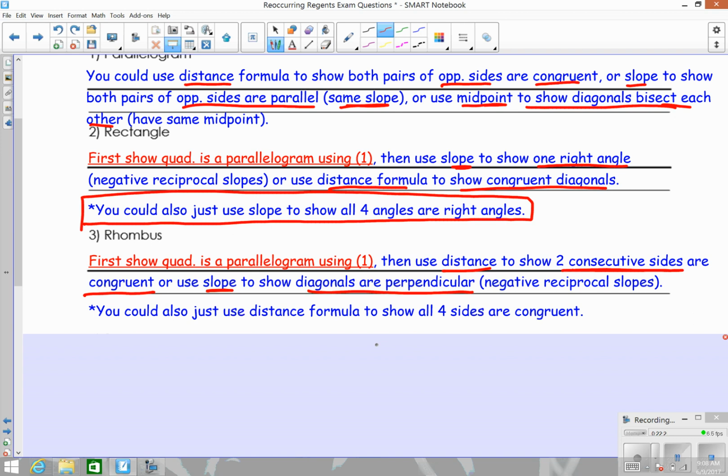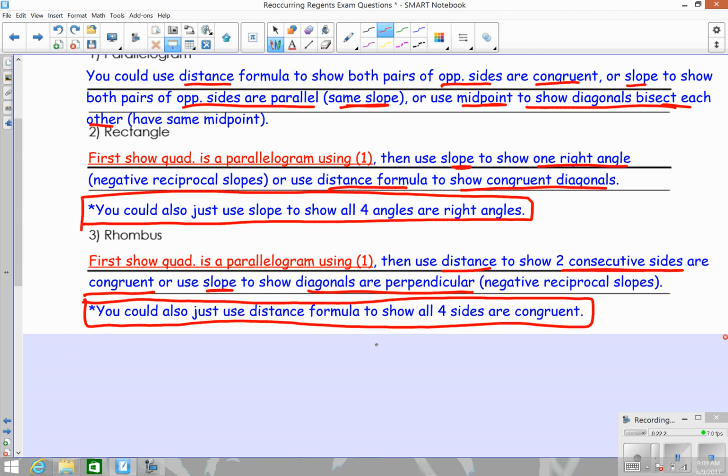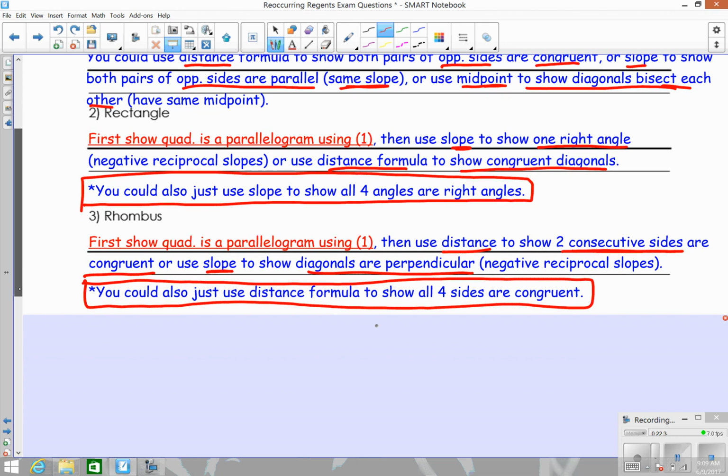If you want to skip the parallelogram part and go right to proving it's a rhombus, just show all four sides are equal. So if you just show that all four sides are congruent, then you could show it's a rhombus without necessarily having to talk about it being a parallelogram first.